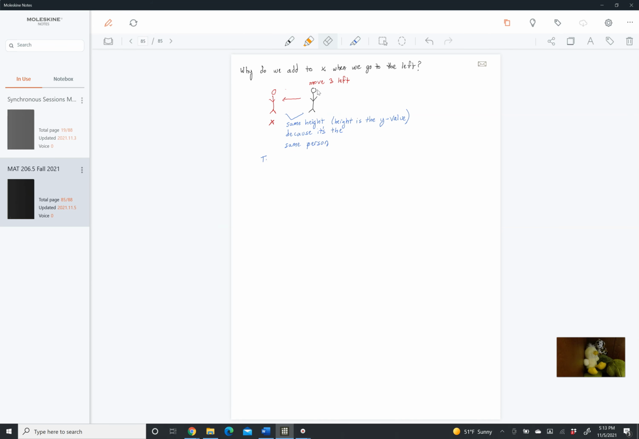So to determine their height, we need to look to the right to see what their height was then. Okay. In other words, what we're doing is we are looking at where we came from versus where we're going.